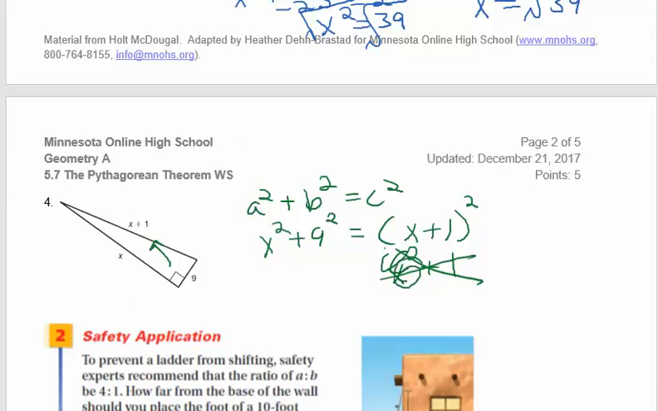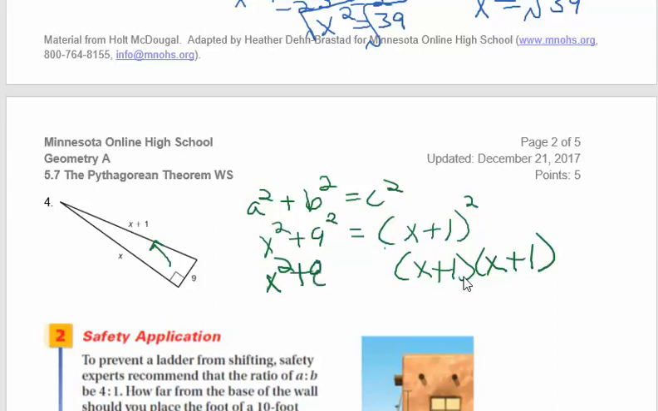I'm trying to erase that, but it's not letting me. There we go. Okay, so to FOIL, I usually write both of these factors 2 times. This is some review of algebra here. I'll go ahead and write 81 there.